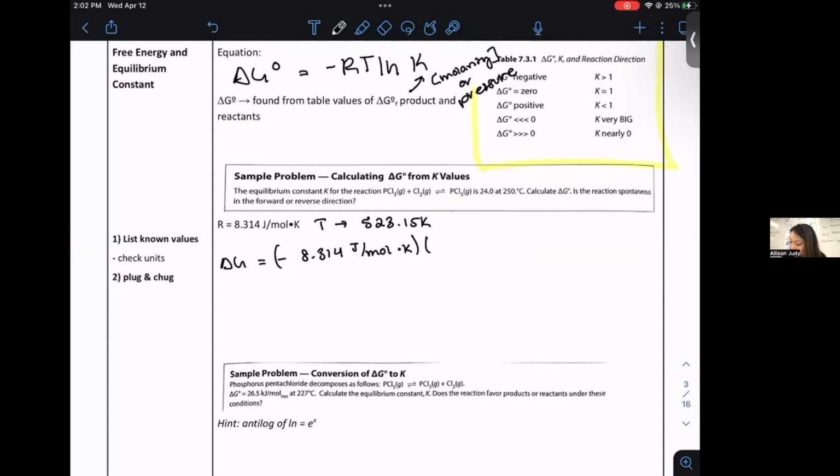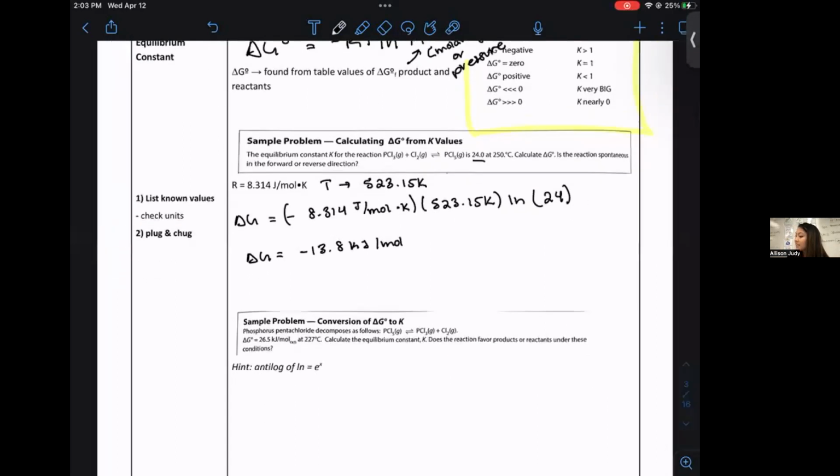times T, 523.15 Kelvin, times ln of K. So natural log of what is my K expression? Well, I was told that my K expression is 24. I literally am just told it's 24. And so what I find is that my G is going to be equal to a really big number, actually. So I'm going to turn it into kilojoules, which is negative 13.8 kilojoules per mole of reaction.